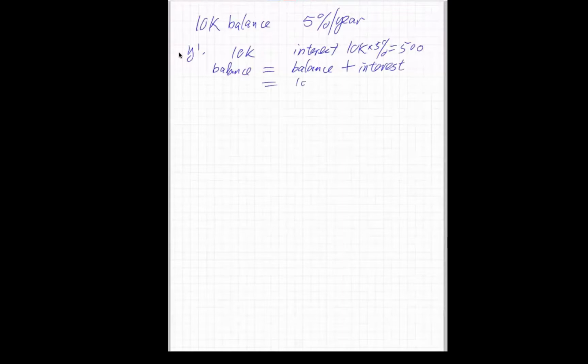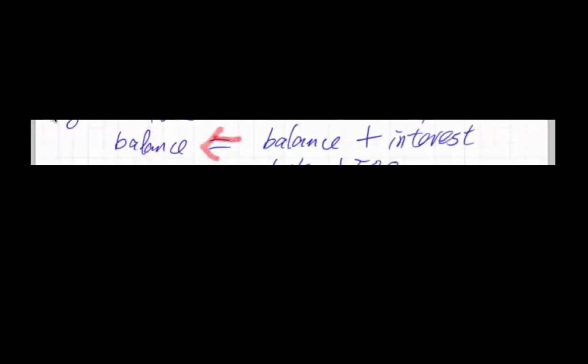So at the end of year one, our balance will become the old balance plus interest, which is $10,000 plus 500. That would be 10,500. So that's our year one. Now I'm writing as if I'm already programming Java. So this equal sign in Java is basically an assignment, and the balance plus interest will be assigned to the balance variable again.